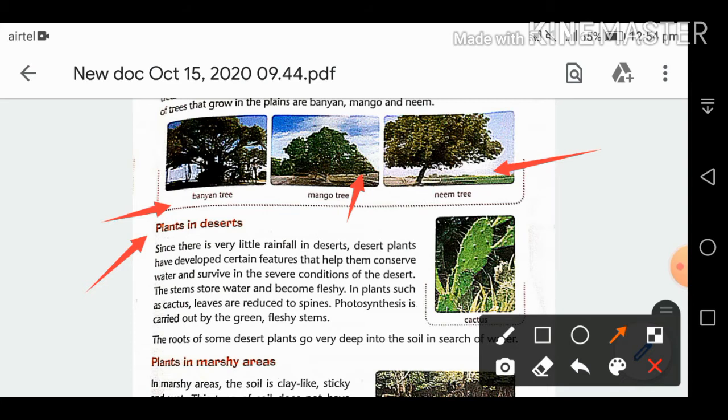The next is desert. In the desert there is very little rainfall. That's why these types of plants have no leaves. They have spines, and photosynthesis takes place in their green fleshy stem.